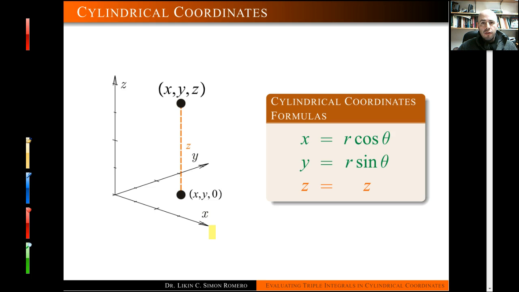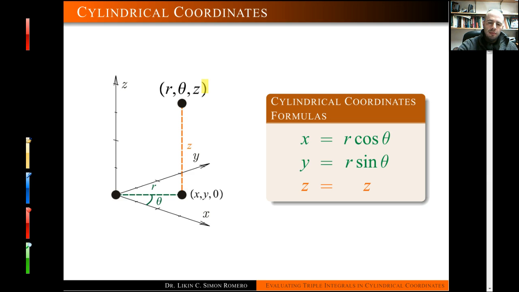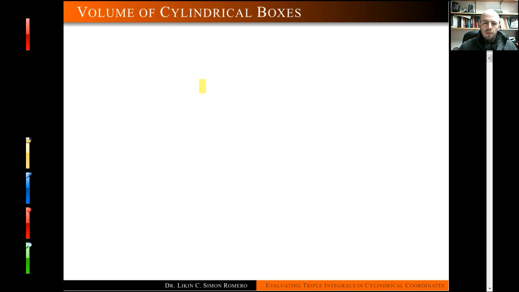So now instead of representing the point by the three numbers x, y, and z, we represent the point by r, theta, and z. So this is the new representation in cylindrical coordinates. The idea of cylindrical coordinates is more or less the same idea as polar coordinates. We are going to be able to express certain integrals easier in cylindrical coordinates.